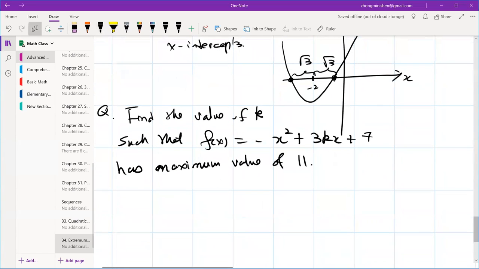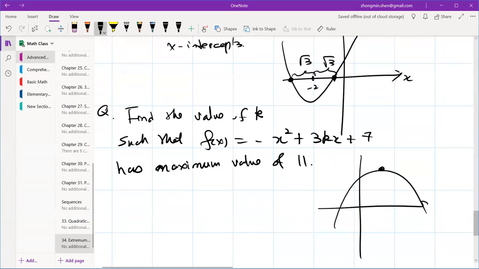Okay. So what does that mean? So you can change the k value. But this is a parabola that opens downward, right? Because of the leading coefficient. So we want to find k such that the maximum value is 11. So this is above the x-axis. But we don't know where it is. So you just pretend you already know the equation. So you find the maximum value first, then you set it to be 11.